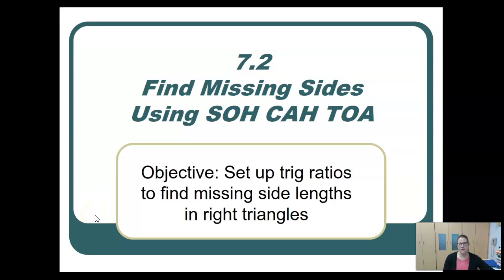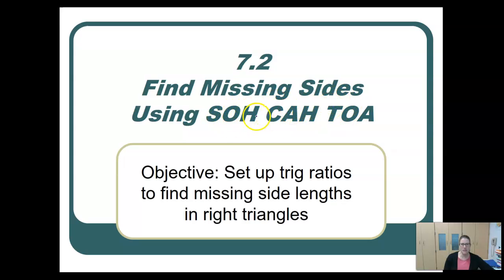Hi, so today in this video we're going to be talking about finding missing sides of right triangles. We're going to be using what is called here SOHCAHTOA. So that is, whether you know it or not, the things that we learned yesterday. This is just a little nonsense word phrase, SOHCAHTOA, that helps you remember what our ratios are for sine, cosine, and tangent. The S here is sine, the C is cosine, and the T is tangent.